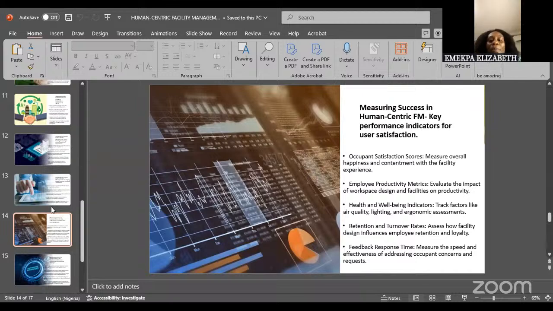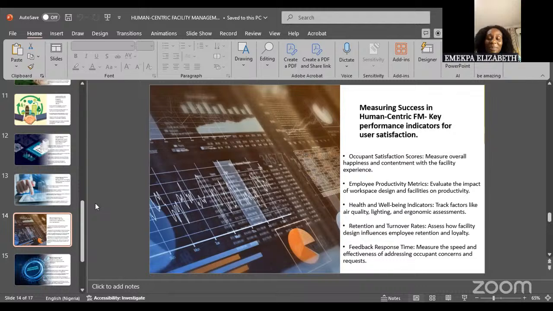Now, how do we measure success in human-centric FM? Key performance indicators. Now, we've gotten feedback from this tool. We've talked about how we can improve, and we've improved on what they have talked about. How do we record our success now? Occupant satisfaction score. You measure overall happiness and contentment with the facility experience.